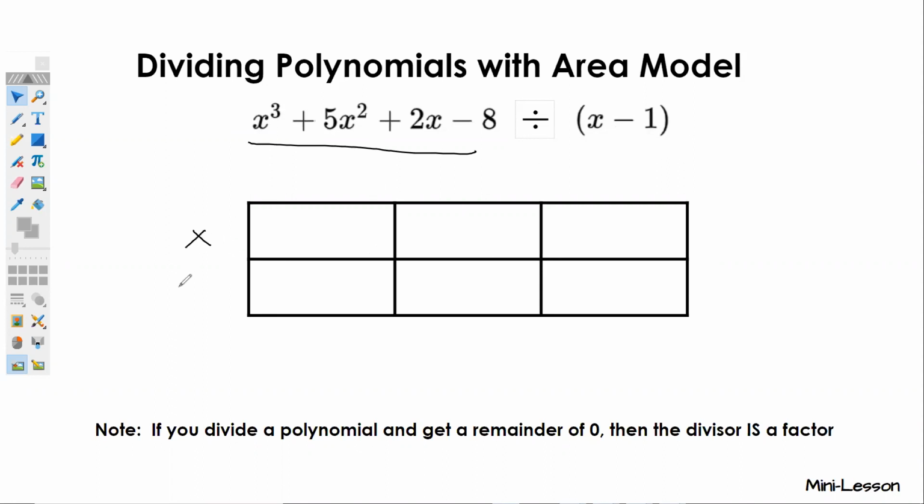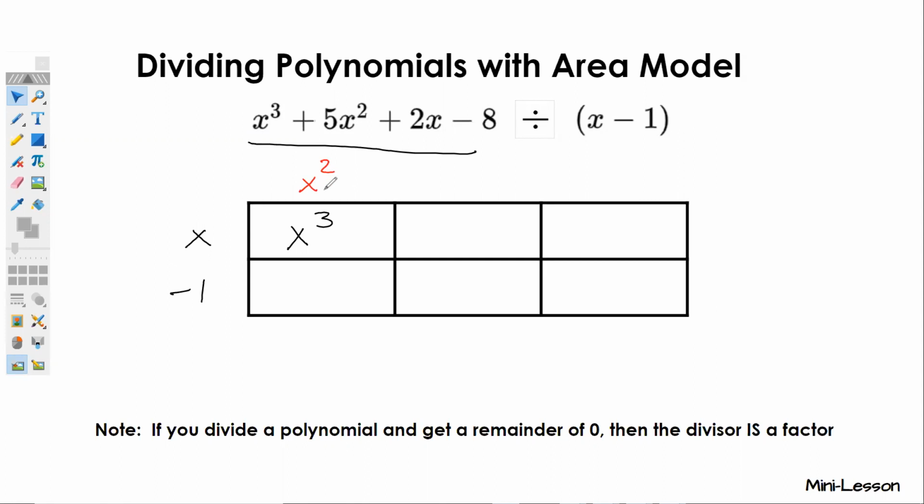So you're going to put x minus 1 on the left-hand side, and then you're going to put x cubed in this first box. Yes, ma'am. Because that's what we're dividing by. So we're taking this polynomial, dividing by this binomial. Now what we're going to do is ask ourselves, what times x would give me x to the third? X squared.